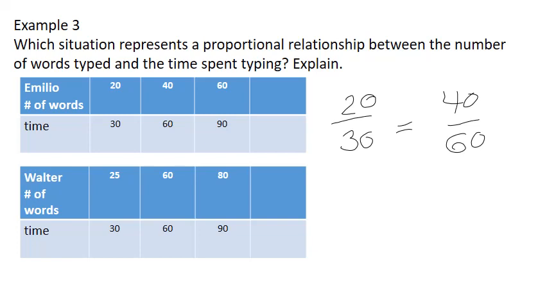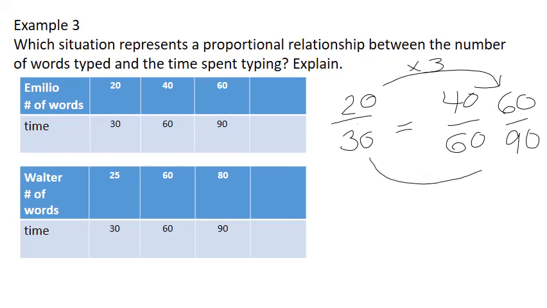All right, now I need to see if 60 words in 90 minutes is going to be equal as well. Well, 20 times 3 equals 60, and I have to do the same thing to the bottom. 30 times 3 equals 90. Therefore, these are all proportional. So we actually already found our answer. Emilio is going to be the situation that is proportional.